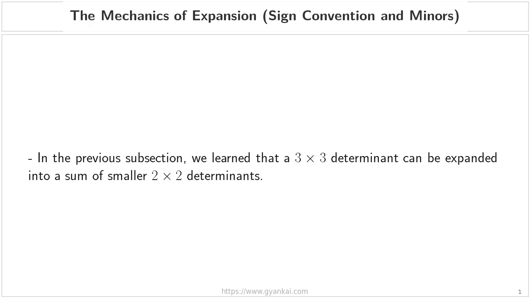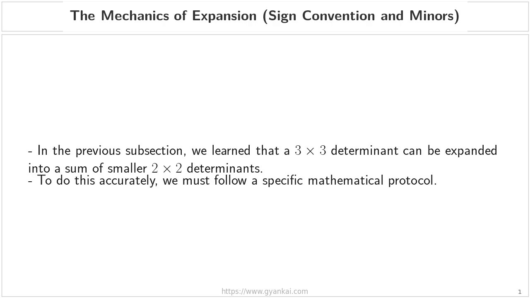Welcome back, everyone. In our previous lesson, we explored the fundamental idea that a 3x3 determinant isn't just a single block of numbers, but can actually be broken down, or expanded, into a sum of much smaller 2x2 determinants. Now, while the concept sounds straightforward, simply breaking them down isn't enough to get the right answer. To do this accurately and avoid errors, we must follow a specific mathematical protocol, essentially a set of rules that ensures our expansion is mathematically sound.